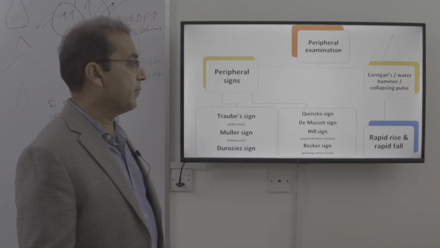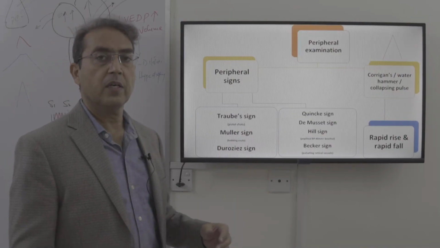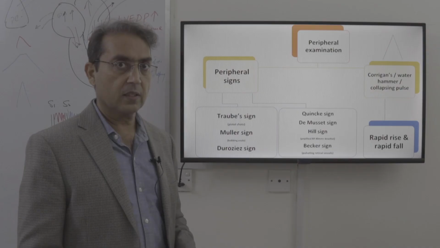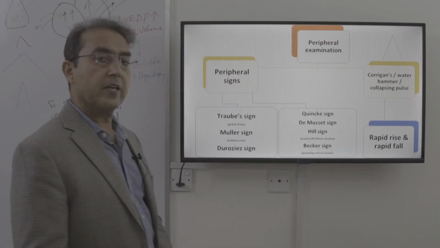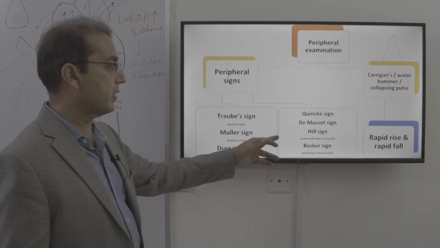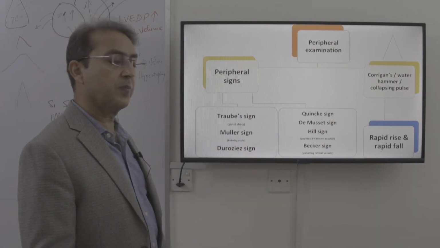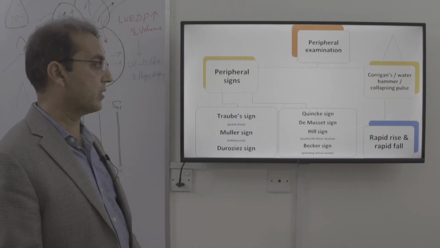Then you've got de Musset sign. De Musset sign is that with every heartbeat, the head pounds like this. The patient may have Hill sign. Hill sign is that you take the blood pressure in the brachial and the popliteal arteries. The popliteal arteries show a blood pressure of 40 millimeters or more in systole as compared to the brachial arteries. So this is called Hill sign.